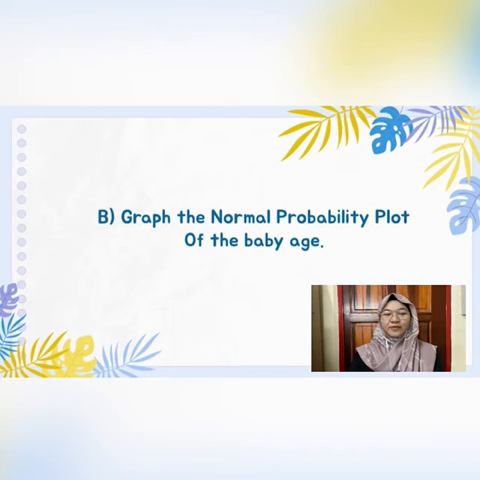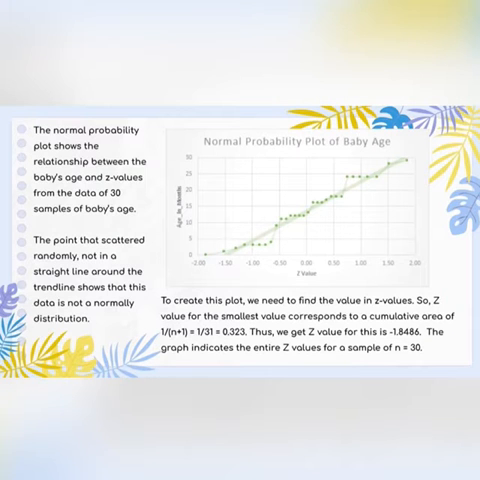So, for question B, we need to create a graph of the normal probability plot for the baby age. The normal probability plot shows the relationship between the baby's age and Z values from the data of 30 samples of baby's age. The points that are scattered randomly, not in a straight line around the straight line, show that this data is not a normal distribution. To create this plot, we need to find the Z values.